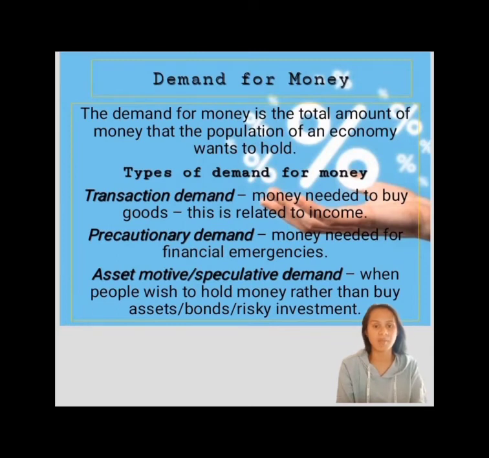It is the total amount of money that individuals wish to hold. It is related to income, the interest rate, and whether people prefer to hold cash or illiquid assets rather than money. There are several types of demand for money.